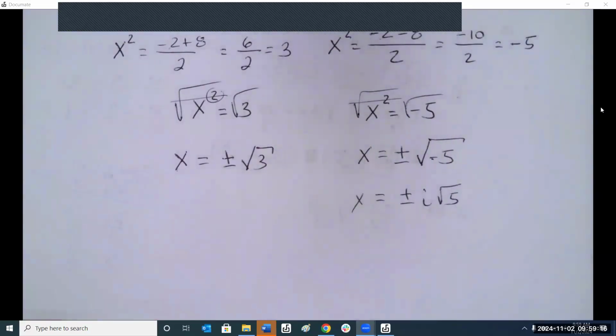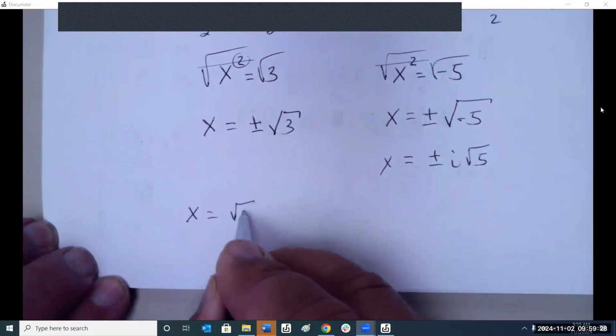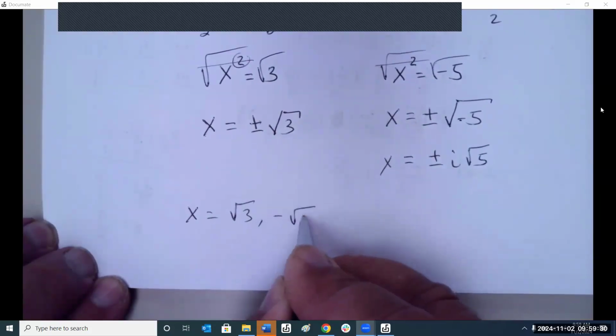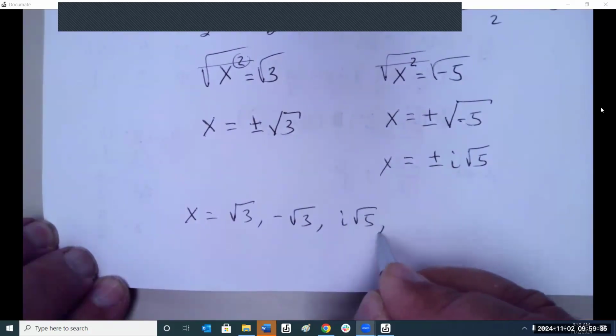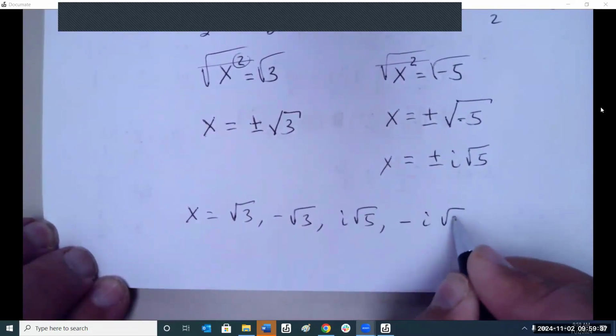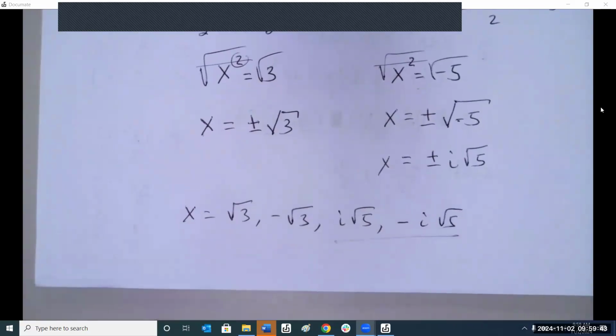Which is what you said earlier: at most we'll have four solutions. We have two real solutions and two imaginary solutions. So our x-intercepts are radical 3, negative radical 3, i radical 5, negative i radical 5. Those are my four answers. But these aren't really intercepts.